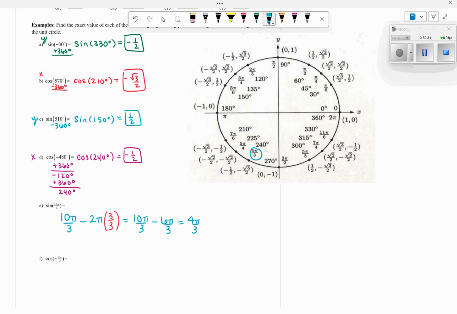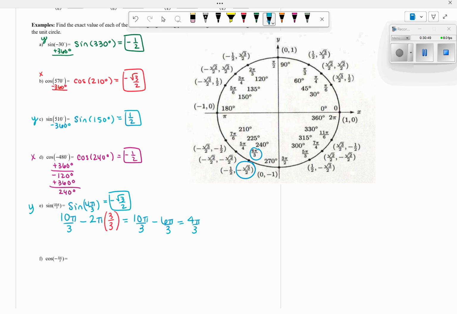So the sine of 10 pi over 3 equals the sine of 4 pi over 3, which would be the same thing as 240 degrees, and the sine is the y-coordinate. So that means this is equal to negative root 3 over 2.